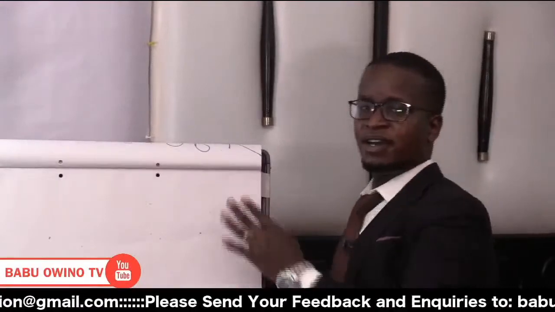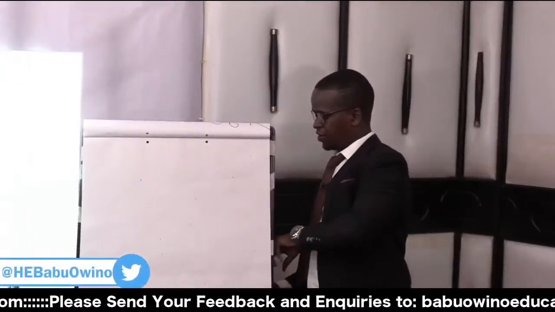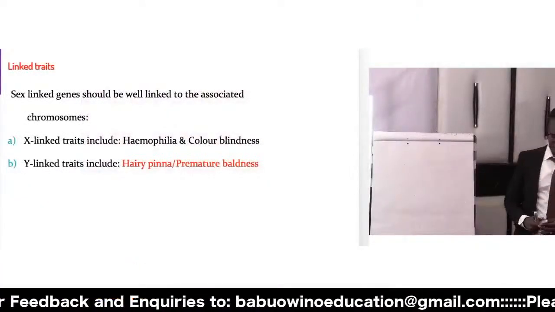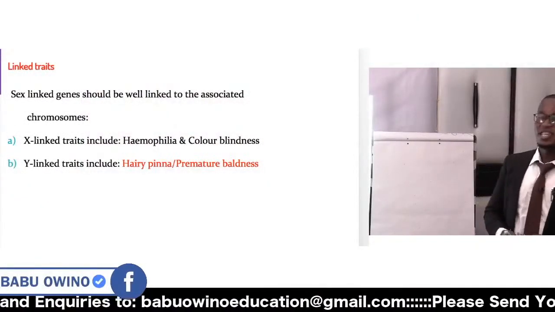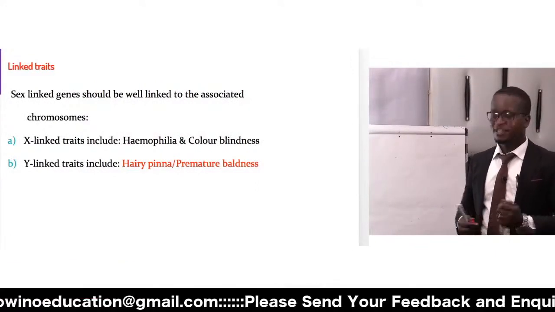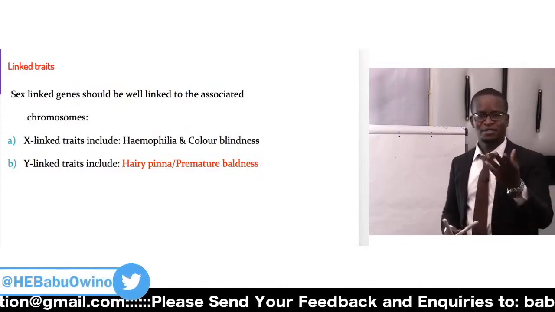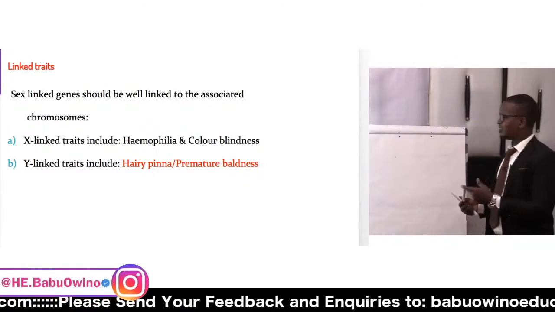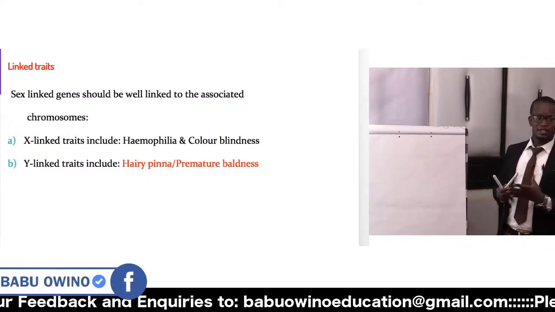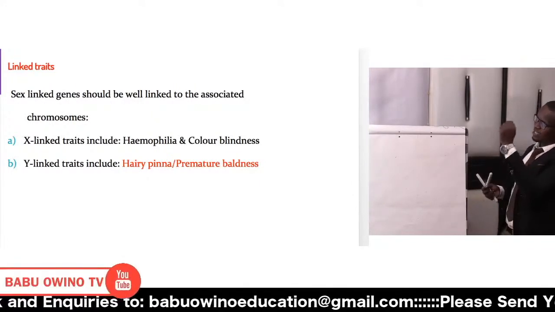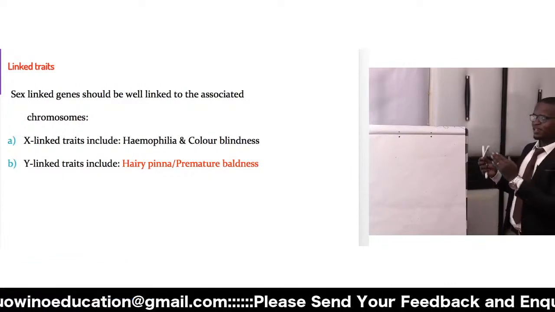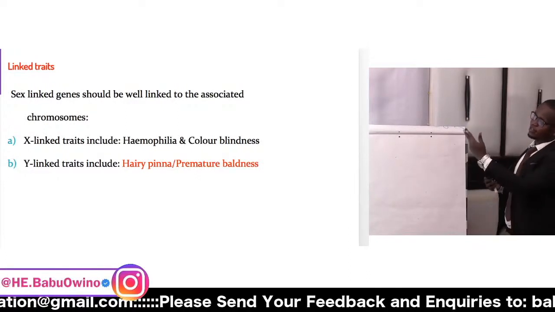Linked traits, remember, are traits which are found on the same chromosome and are always inherited together. It's important for you to note that we have close to 20,000 genes in humans. But of these 20,000 genes, how many chromosomes do we have? We only have 46. So this means one chromosome can contain so many genes. So the genes which are located on the same chromosome and are always transmitted together are the ones we are referring to as the linked genes. But the traits controlled by the genes which are linked on the same chromosomes, we call them the linked traits.